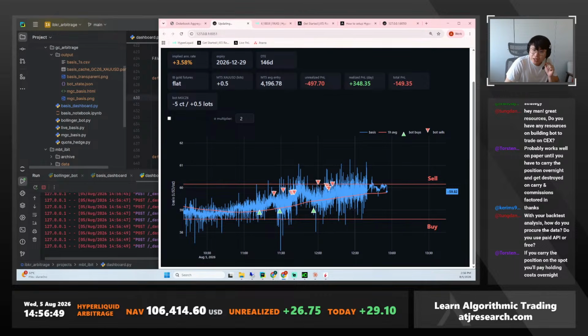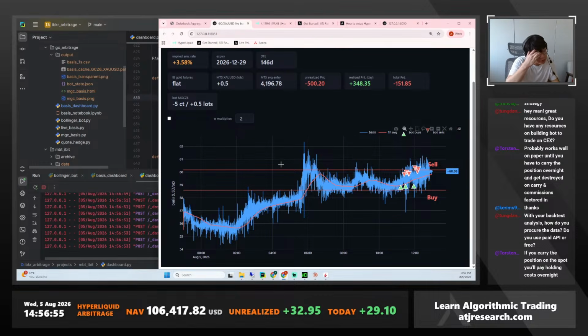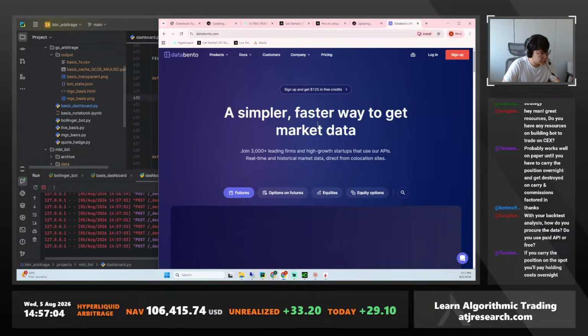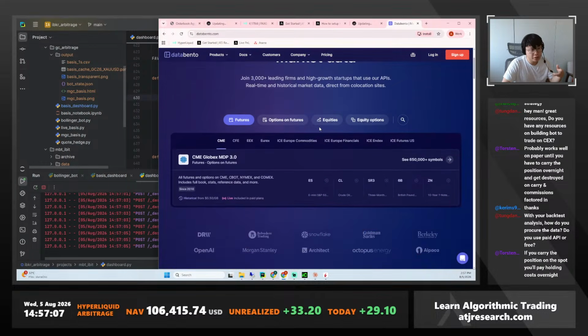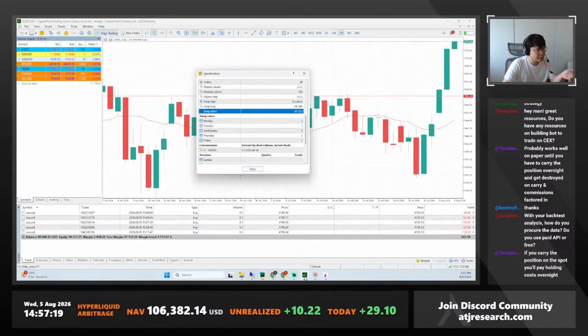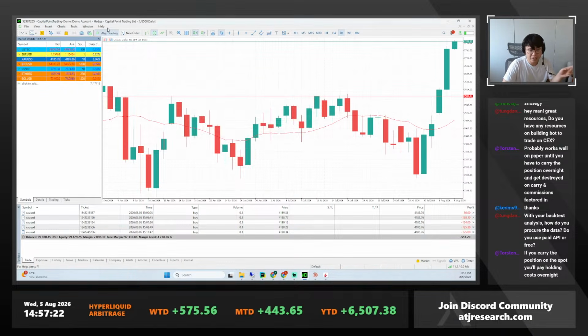So with your backtest analysis, how do you procure the data? Do you use paid API or free? Well, in this case, I use DataBento as my data feed provider. They provide an API key, and with that API key, you can subscribe to historical or live market data. I use them for futures right now, but you can also use them for options on futures, equities, and equity options. So I use DataBento as my main data feed provider for futures, and I extract real-time CFD prices directly from MT5 here. That's basically to answer my question.